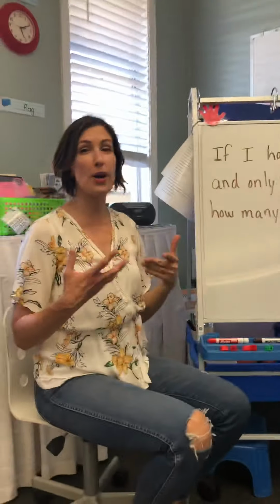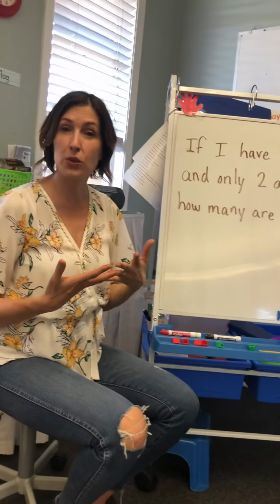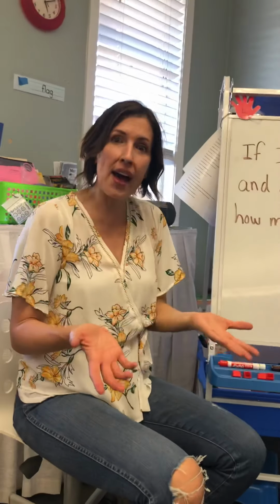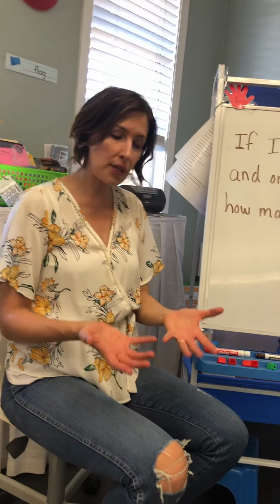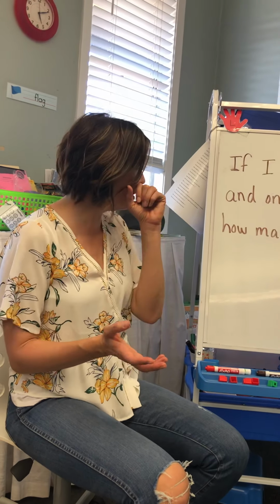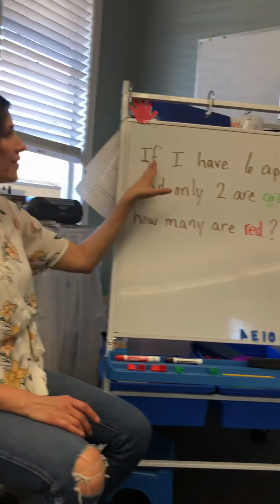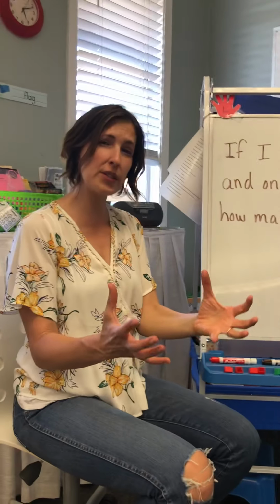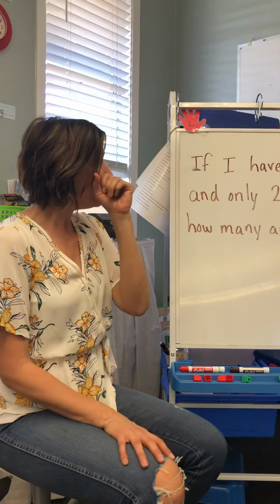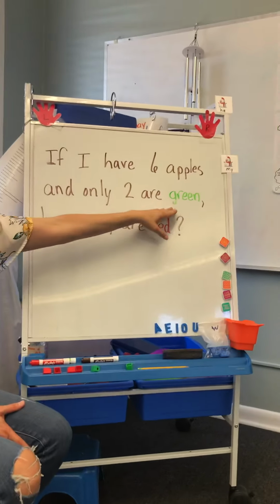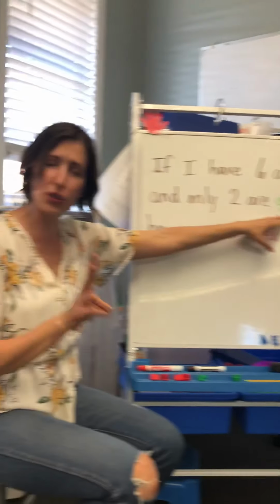So let's talk about what the math story is telling us. How many apples are they saying that we have? Let's pretend we have a basket in front of us and we have apples in there. How many are they saying that we have? If I have 6 apples, so let's pretend there's 6 apples in there. And only 2 are green.